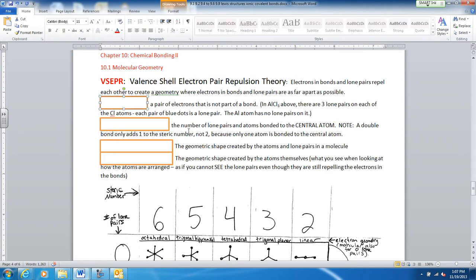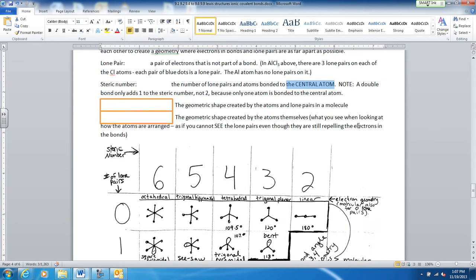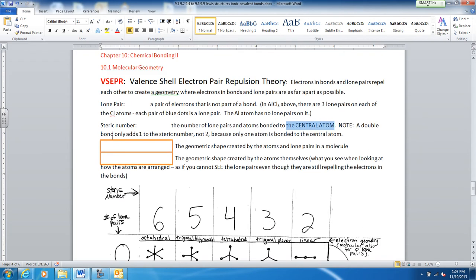You need some definitions first. So, lone pair. Shown you lone pairs a lot throughout the video. A pair of electrons not part of a bond. Steric number. This is a very important term that you need to know. It's the number of lone pairs and atoms bonded to the central atom. People often confuse this and think a double bond would count as 2. It doesn't. It counts as just 1. Because it's not how many bonds there are, it's how many atoms are bonded to the central atom, plus the lone pairs only on the central atom, not the total number of lone pairs.